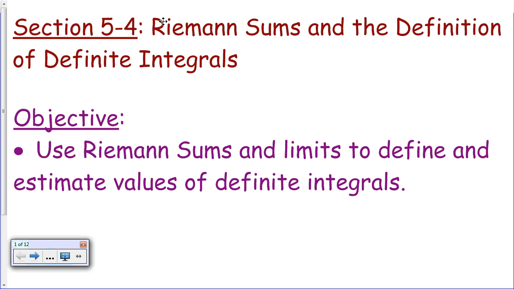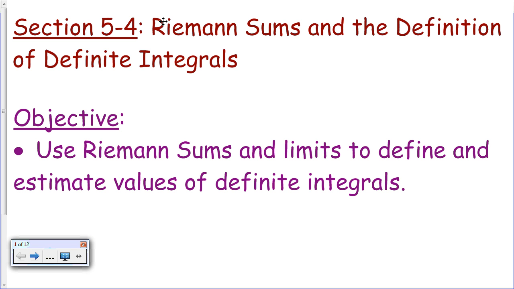Section 5-4 is on Riemann sums and the definition of definite integrals. The objective is to use a Riemann sum and limits to define and estimate values of definite integrals. So again, if you recall, the 4 topics of calculus we said we were going to cover: limits, derivatives, definite integrals, and indefinite integrals. So this is that 4th topic there.